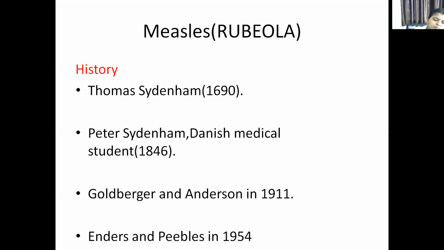Later, the full description and scientific knowledge about this measles was given by Peter Panum, a Danish medical student, who observed and conducted a study on an epidemic in the Faroe Islands during the period of 1846. And Goldberger and Anderson also conducted some studies on measles, and Enders and Peebles grew this measles virus in chick embryonated egg during the period of 1954.